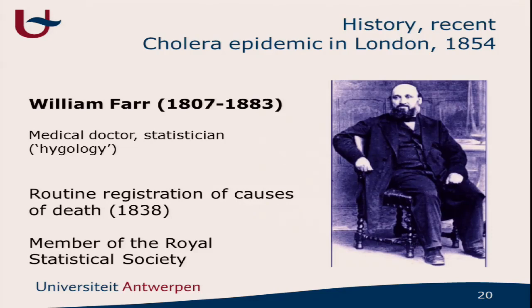So William Farr was a medical doctor and also a statistician, and that's the combination that you need to become an epidemiologist, which is not completely true, of course, but it helps. He was referring to what he was doing not as being an epidemiologist, but he was conducting hygiology. That was his idea about what he was doing. William Farr was, I would say, to a large extent also the man behind John Snow.